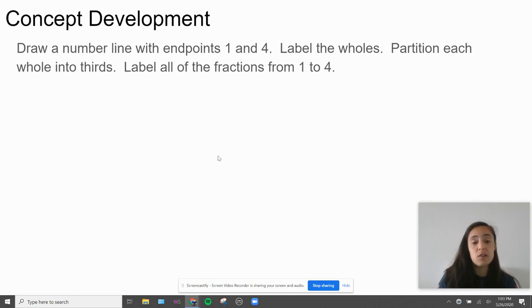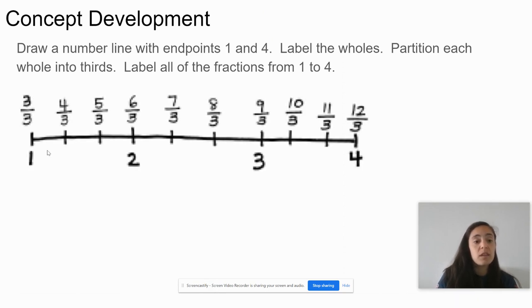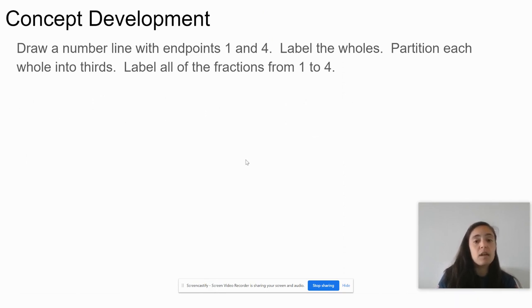So first thing we need to do is draw a number line with a 1, 2, 3, 4. So I draw it out and I know my wholes are going to be there. I need to partition or break each whole. So 1 to 2, 2 to 3, 3 to 4, 2 thirds. I need to break it into thirds. And then I need to label all the fractions from 1 to 4.